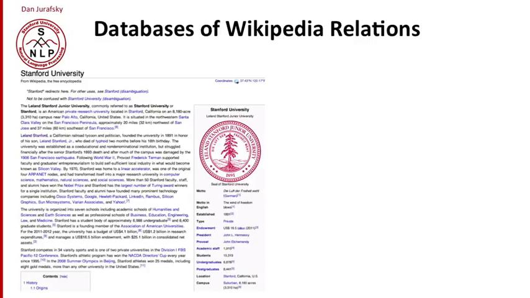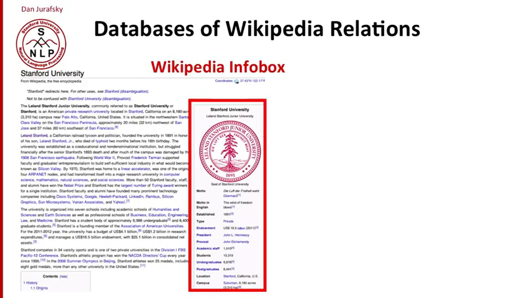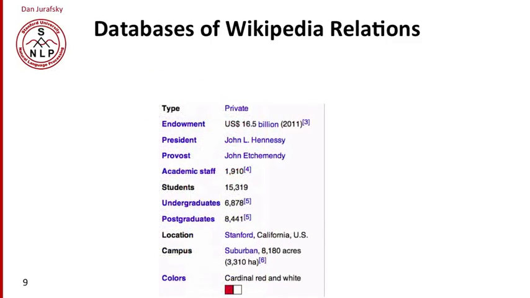Now there are lots of existing databases of relations that have been extracted from public sources like Wikipedia, for example. So to take that same Stanford University Wikipedia page, you may notice over on the right here a little structured part of the Wikipedia page that's called the Wikipedia info box. If we look in more detail at what we have there, we have in fact a set of relations. So we have type, private, president, John Hennessy, location, Stanford, and so on. So each of these kinds of relation names and the values of the relations.